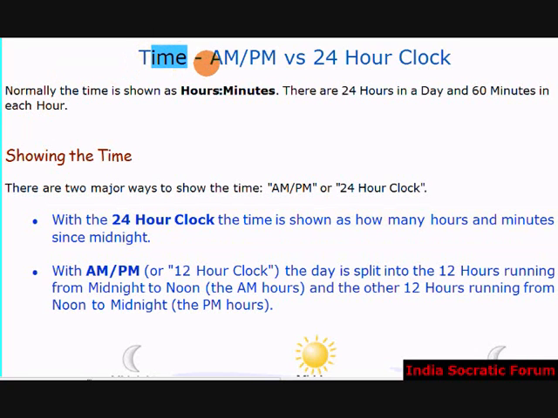Time. AM, PM versus 24-hour clock. Either say 1 AM, 2 PM, 3 AM, 3 PM, 4 AM, 4 PM, like that, right? What is AM and what is PM?